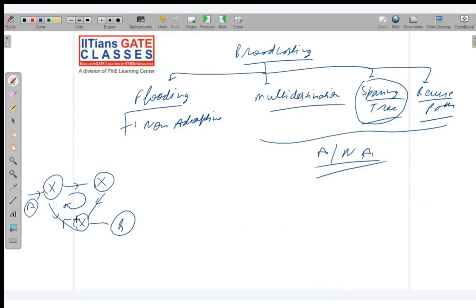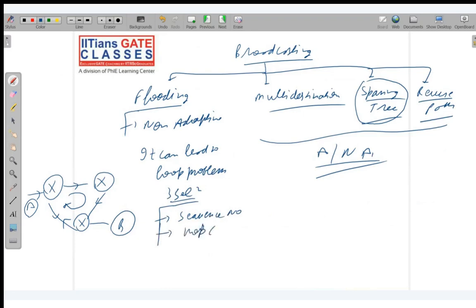I have told you one approach to avoid this loop. I think you already know the TTL field, time to live field. I have covered that also. So this is also one of the solutions. Flooding can lead to a loop problem. There are three solutions to avoid this loop problem. One is sequence number. Next is hop count. And the next is spanning tree.